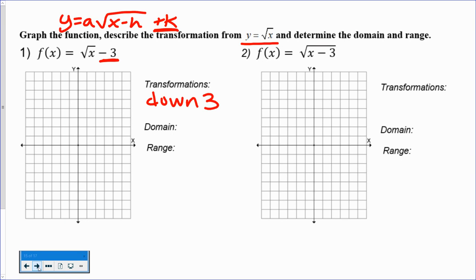So a couple different ways you can think of this. You can make your table. You can go ahead and plug in 0, 1, and 4 like we just did, and then subtract 3. You could make a quick sketch of your parent graph and then just move every point down 3.